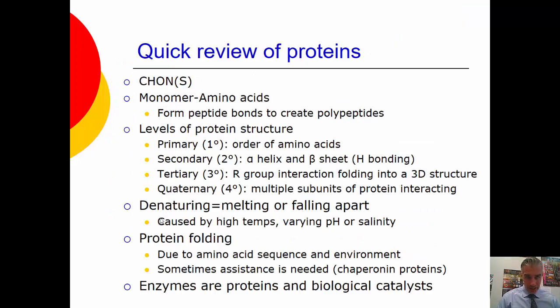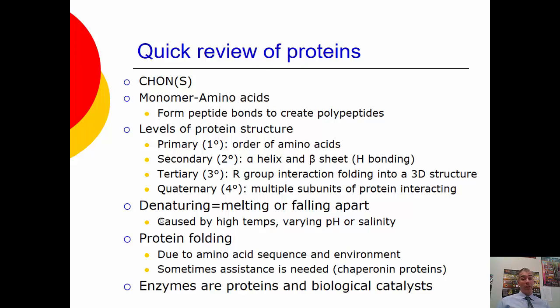Okay, so quick review of proteins. Remember CHON and sulfur, because it's the only macromolecule that had sulfur in it of the four we're going to go over. Its monomer is amino acid, which will form peptide bonds to create polypeptides. Remember the basic structure of an amino acid with that amino group, the acid group, and the R group off of it. There's 4 levels of protein structure: primary, secondary, tertiary, quaternary. Primary is the order of the amino acids. Secondary, how it starts to fold via hydrogen bonding into alpha helices and beta sheets. Tertiary, all the alpha helices and beta sheets interacting together due to R group interactions between the amino acids, folding into a 3D structure. And quaternary, having multiple subunits coming together, interacting within a protein.